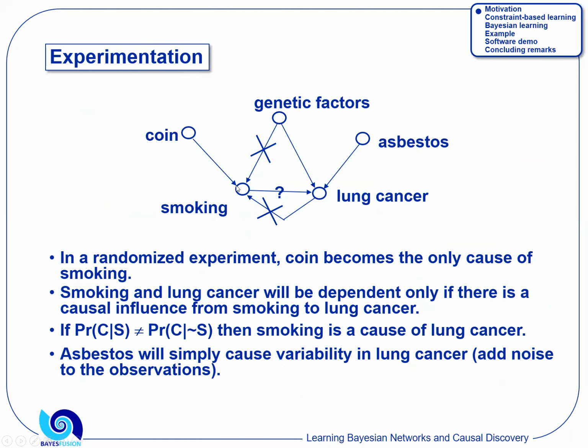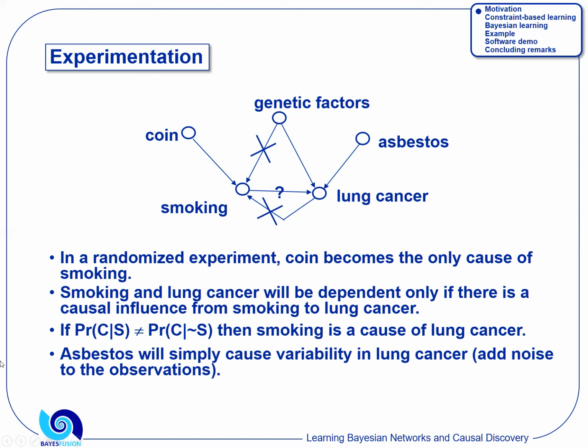Experimentation, which is what we do, we randomize. That means for every individual in our study, let's say we have 2,000 individuals for our study of the influence of smoking on lung cancer, by means of a coin, we decide for every individual whether that person will be a smoker or non-smoker. From today on, whether you liked smoking or you didn't like smoking, it doesn't matter. The coin decides for you that you are a smoker or non-smoker.